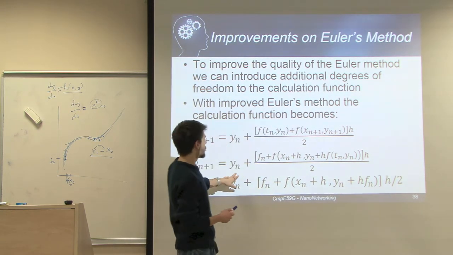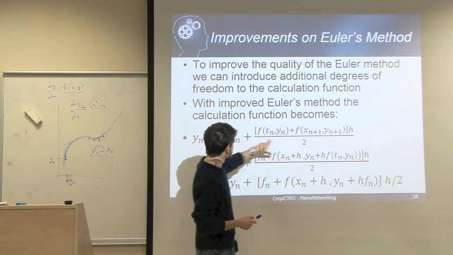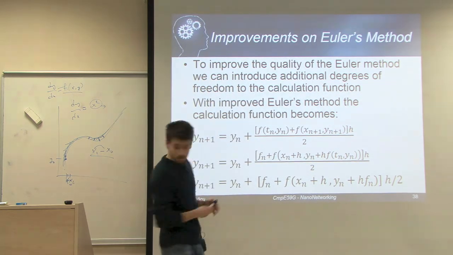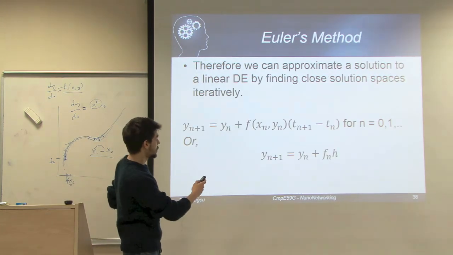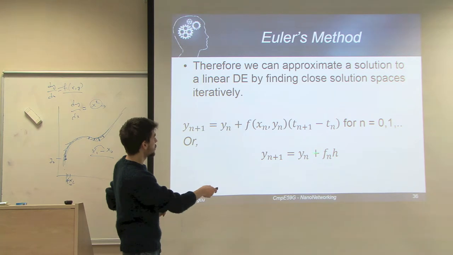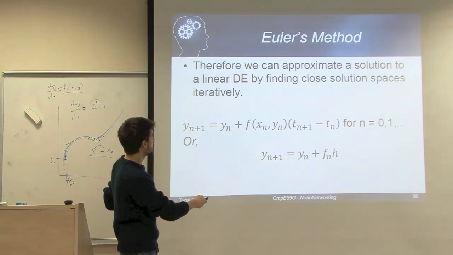But this part is hard to evaluate. So what would we get out of that? This is fn. It is simple. It is the same thing as Euler's method, as you can see. Here, f x n y n is fn. This is the same thing.